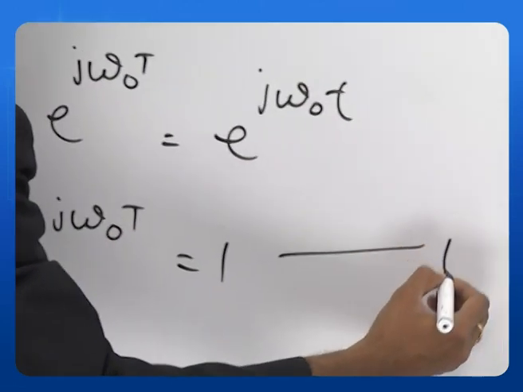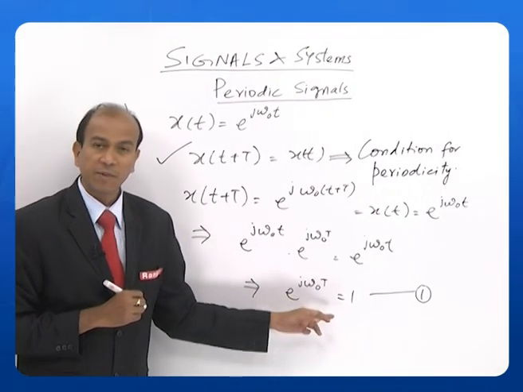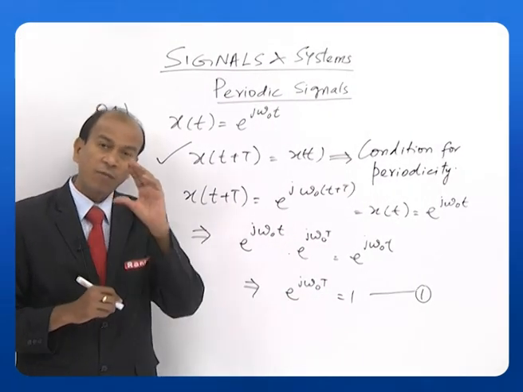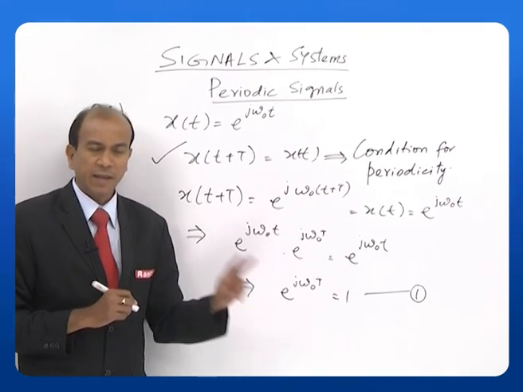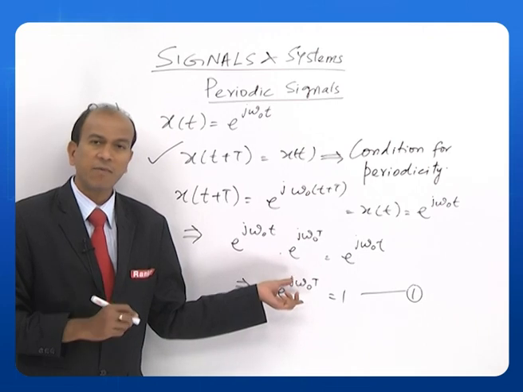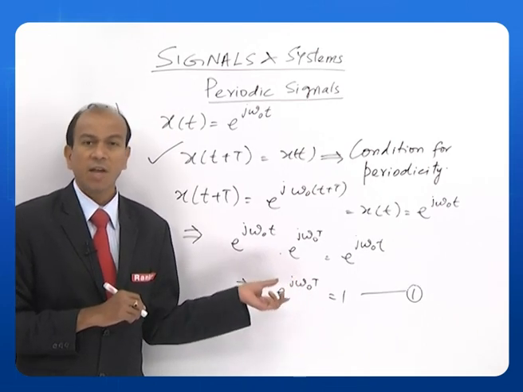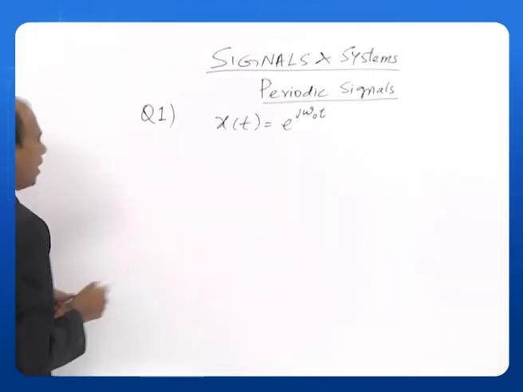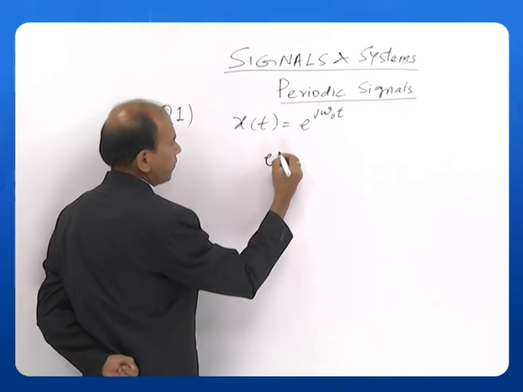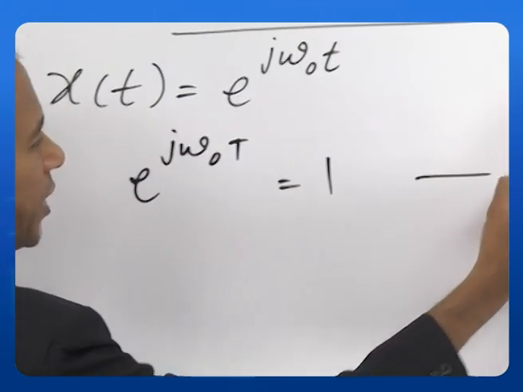Let us call this equation 1. So, e to the power of j omega naught T must be equal to 1. We have to calculate for what values of omega naught you will get the value of 1. There are two cases here. Case 1 is where omega naught takes a value equal to 0, and case 2 is where omega naught is not equal to 0. Let us analyze those two cases. So, e to the power of j omega naught T is equal to 1; this is the first equation.